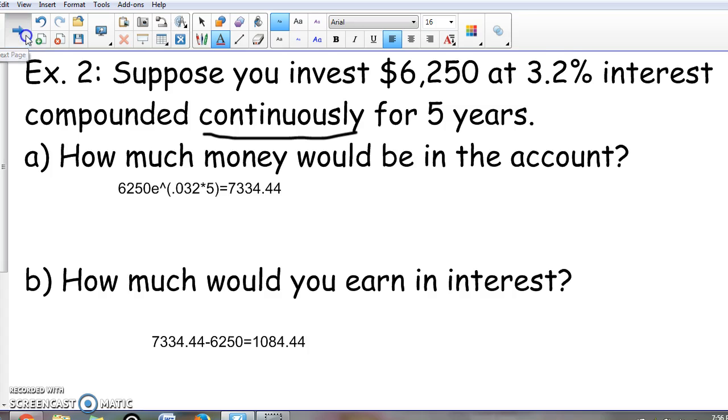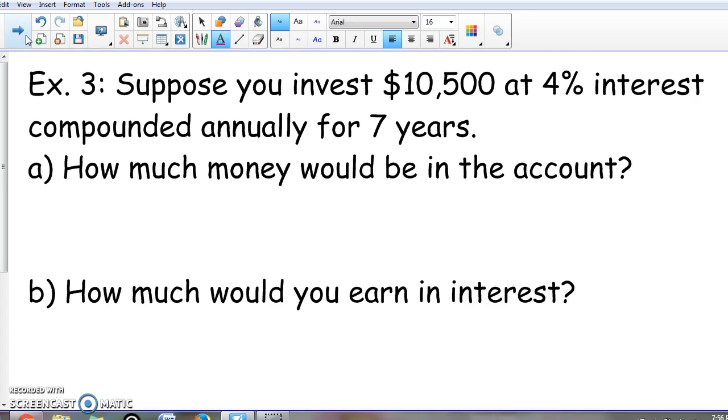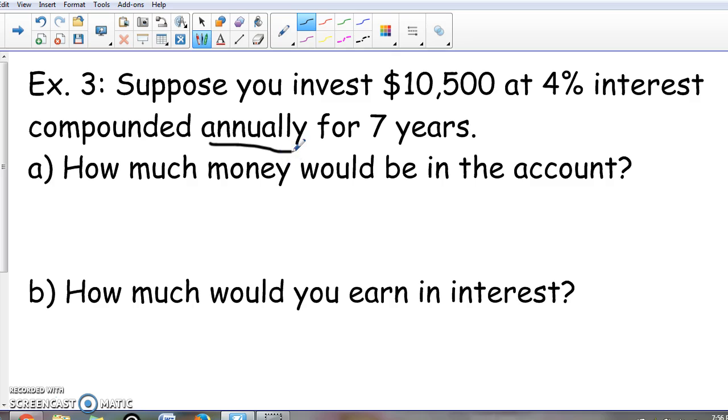We've done annually before, but let's do a problem just to review. So this one says, suppose you invest $10,500 at 4% interest, compounding annually for 7 years. What do you think is important? Underline the word annually for 7 years. How much money would be in the account? In part B, how much would you earn in interest? Okay, we can solve this.